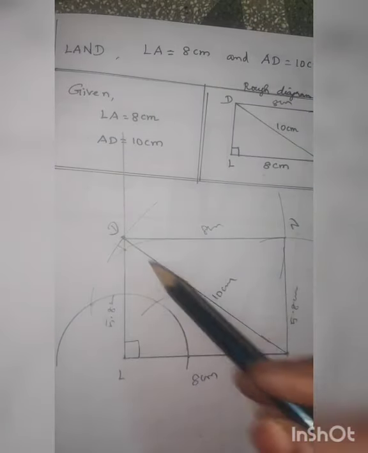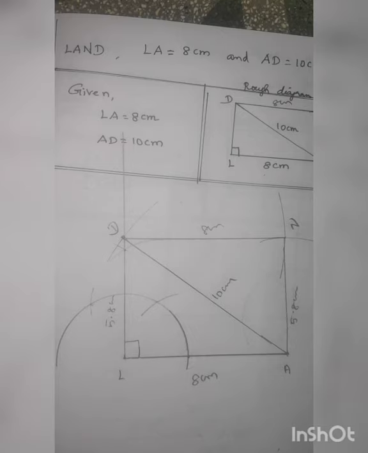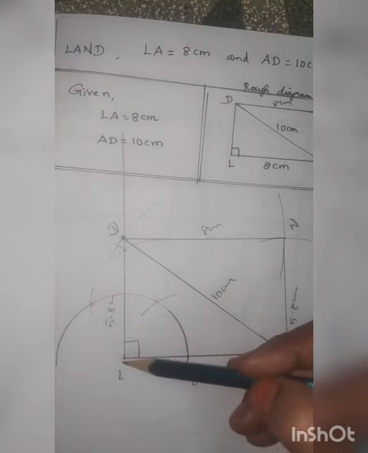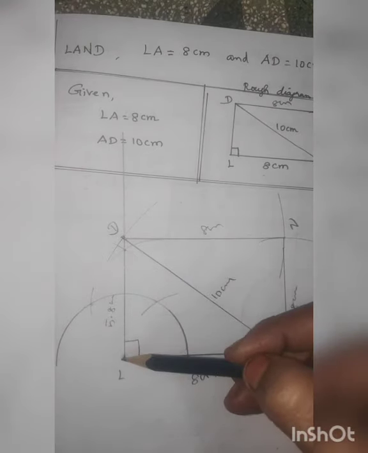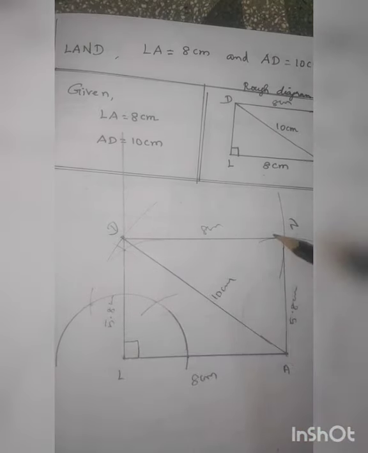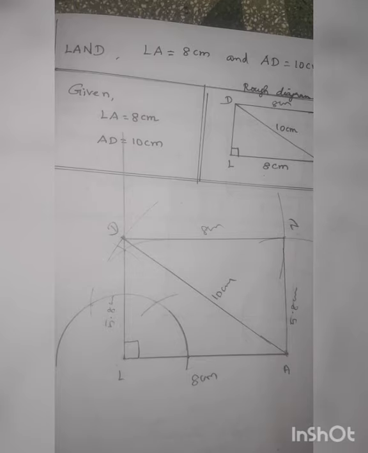Next, from A, measure 10 centimeter and cut the arc. That is point D. From D, cut an arc of 8 centimeter. Next, measure this length simply in the compass. Keep the compass here and cut the arc. The coming point is the end point. LD length only, measure here and cut the arc.